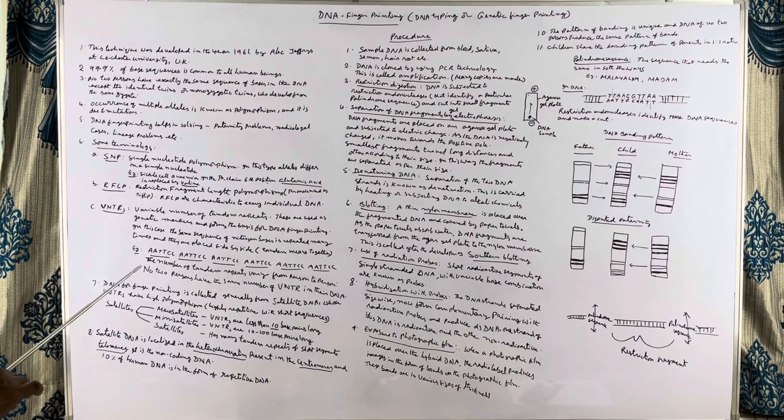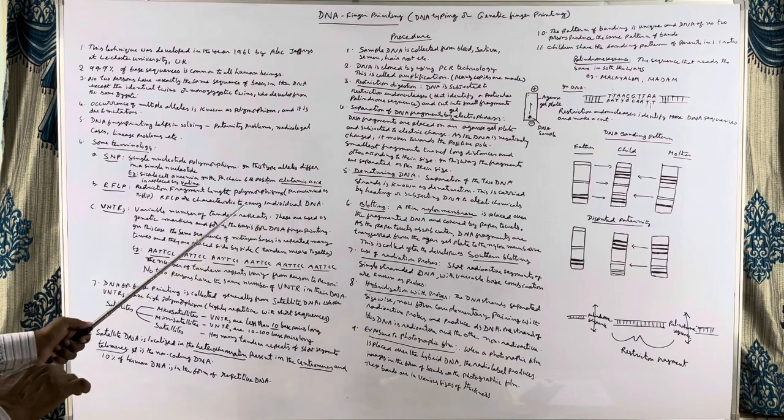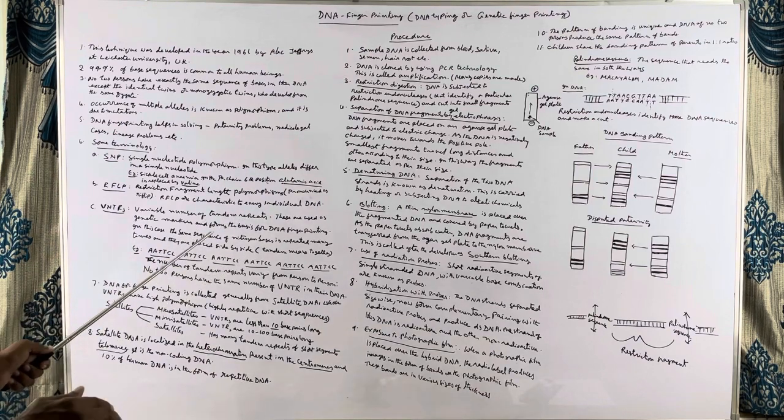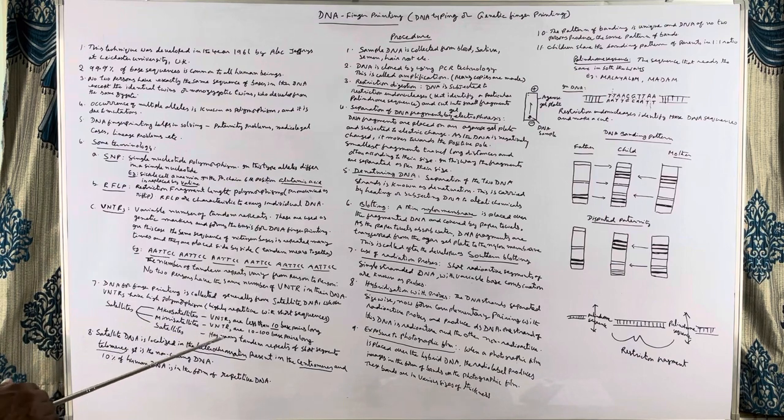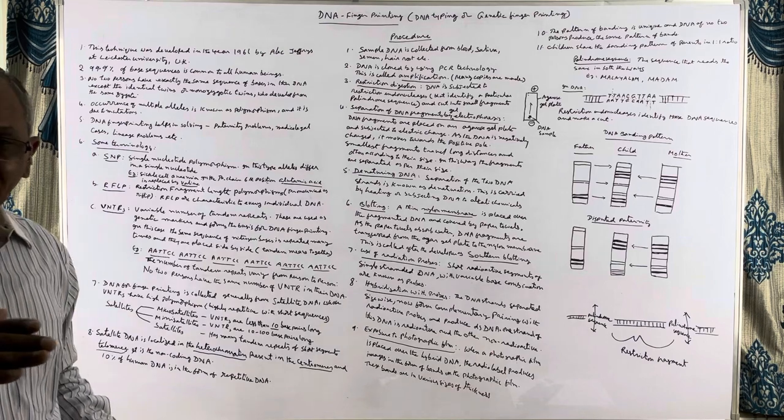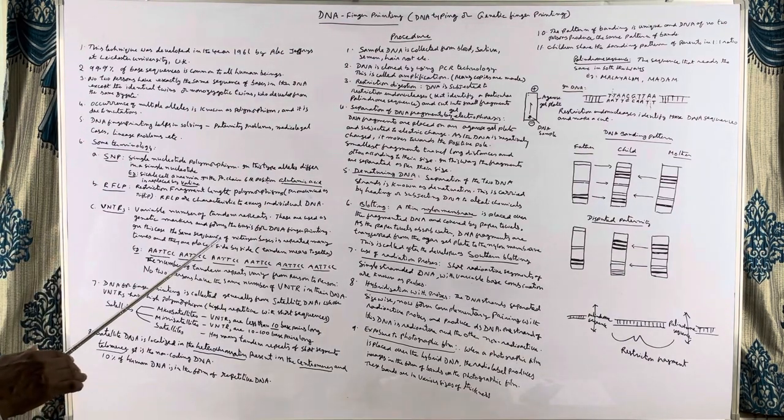Then VNTRs, that means variable number of tandem repeats. Tandem means side by side. So the repetition occurs one after another. What repetition occurs? Variable number. See here, I have drawn one sequence: AATTCC. The same sequence is written again and again, six times I have written. That means the same sequence is repeating many times. This is one segment, like this. They are placed side by side, so they are tandem repeats. If the same sequence is repeated again and again, many times, it is known as tandem repeats.